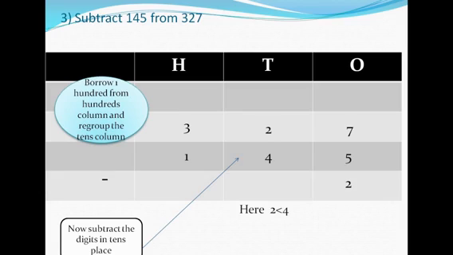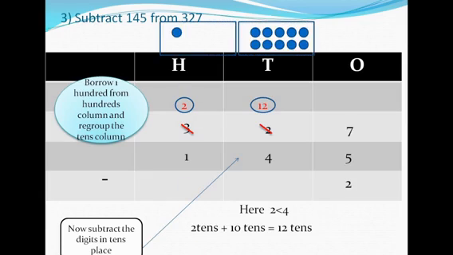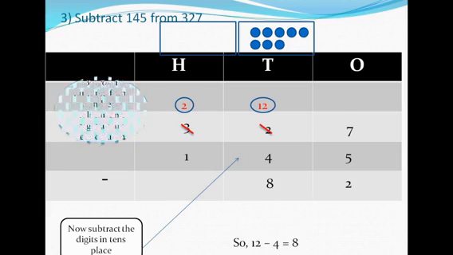In hundreds place, we have 3 hundreds and I am going to take away 100 and regroup the tens column as 2 tens plus 10 tens is equal to 12 tens. Now take away 4 tens from 12 tens. We get 8 tens. We can write 8 under the tens column.